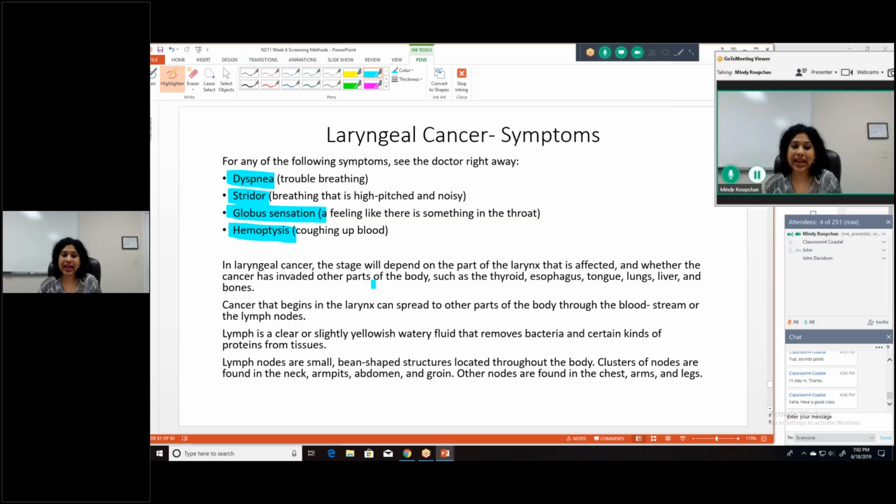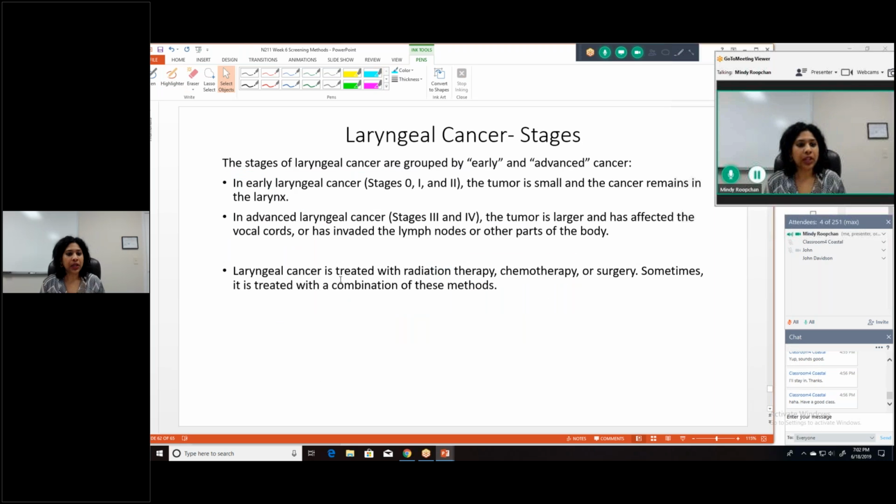In laryngeal cancer, it depends on the part of the larynx that's affected and where the cancer has invaded. Cancer that begins in the larynx can spread to other parts of the body through the bloodstream or the lymph nodes. Lymph, as we know, is clear, yellowish. It removes bacteria and proteins from the tissues. Lymph nodes are bean-shaped. Clusters are found in the neck, the armpits, the abdomen, the groin, chest, arms, or even legs.